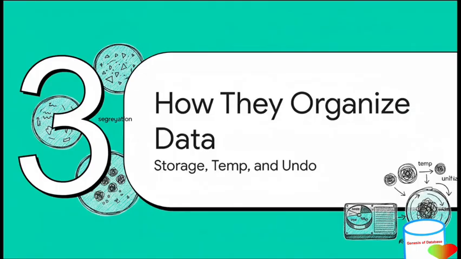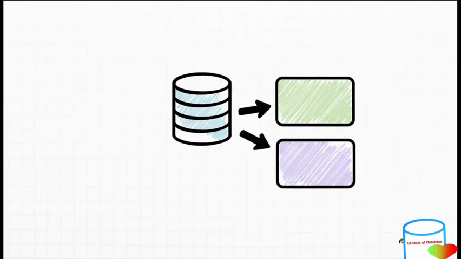So this core philosophy of segregation versus unification, it doesn't just stop at memory and processes. It goes all the way down to how data is physically organized on the disk, especially for those messy but absolutely critical jobs like temporary work and transaction rollbacks. True to its nature, Oracle insists on keeping things separate.